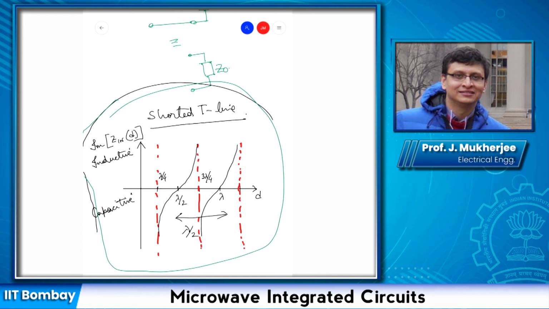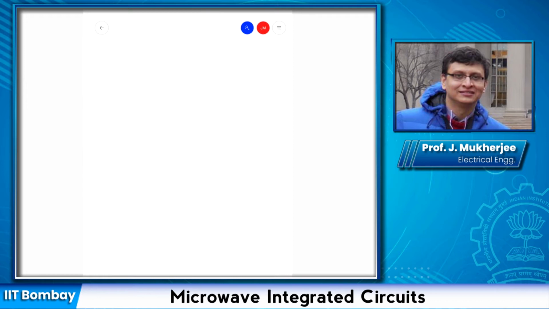So one other important case is what we call a quarter wave transformer. So what is a quarter wave transformer? A quarter wave transformer is a transmission line. So if we draw the quarter wave transmission line transformer, this symbol is also the symbol of a transmission line.